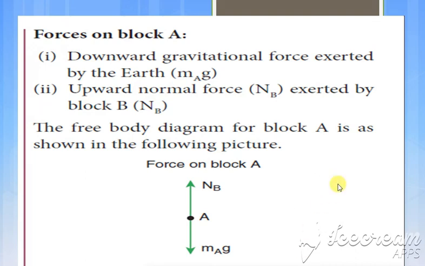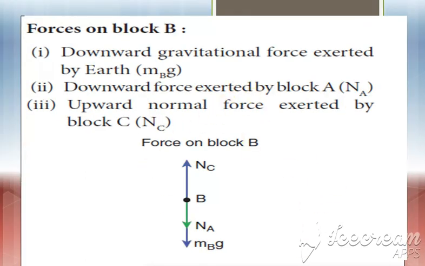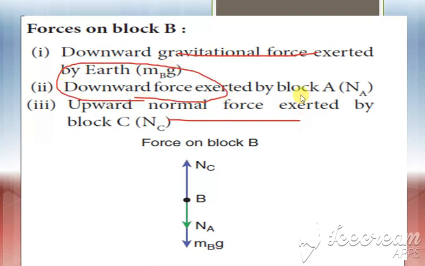As I've told you, this block B has three forces. First one is gravitational force and the normal force. So this is general. Next is the downward force due to the block A.